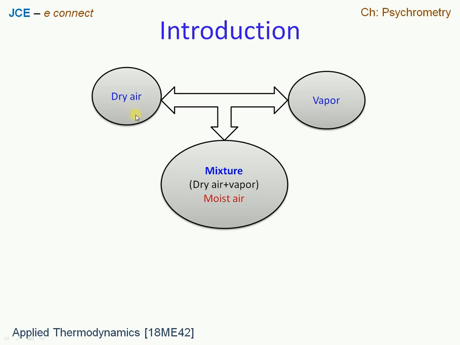Therefore, when we consider dry air and when it is combined with vapor, then we get the sum of dry air and water vapor. So this is called a mixture, an air plus vapor mixture, or in other words it is called moist air. Please remember that moist air is a sum of dry air and water vapor, and psychrometry is a study of moist air and the properties of the moist air.